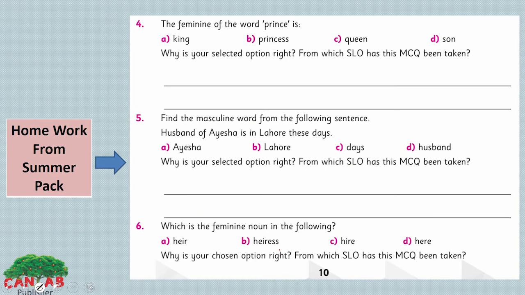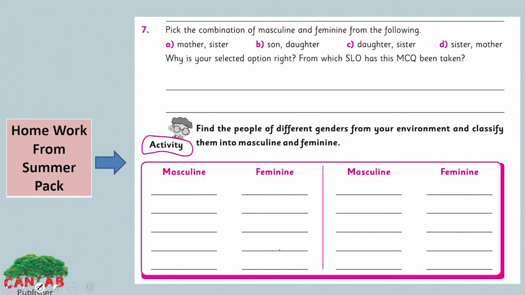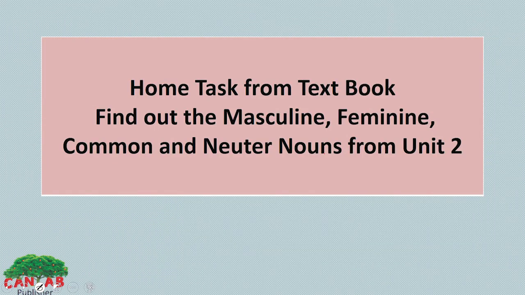This is your homework from the summer pack. We have an activity here. Find people of different genders from your environment and classify them into masculine and feminine nouns. And this is your homework from your textbook. Find out the masculine, feminine, common and neuter nouns from your Unit 2. Read your Unit 2 and identify all these gender nouns from the text.